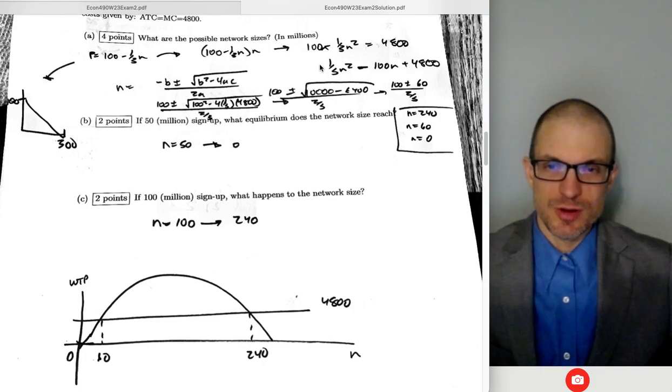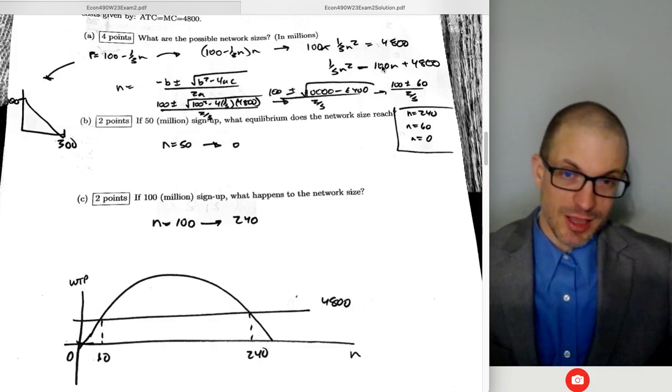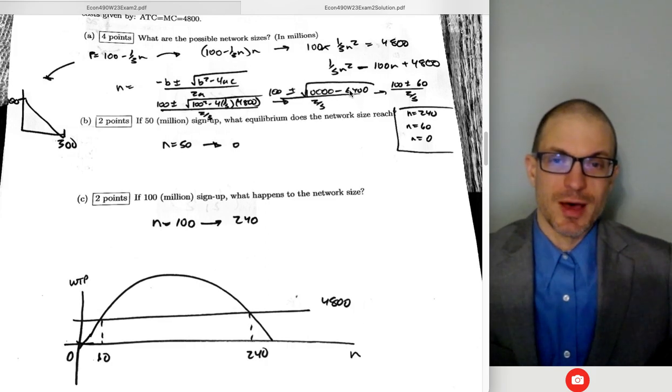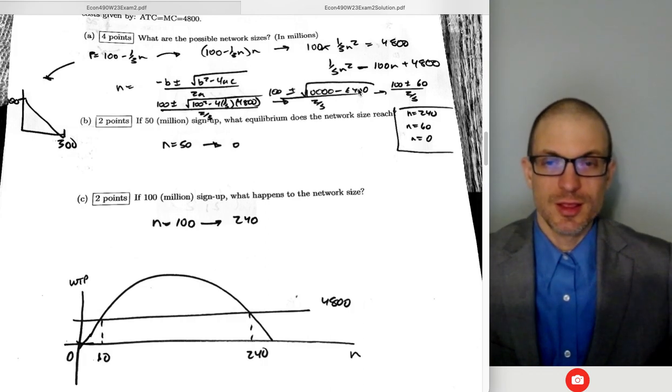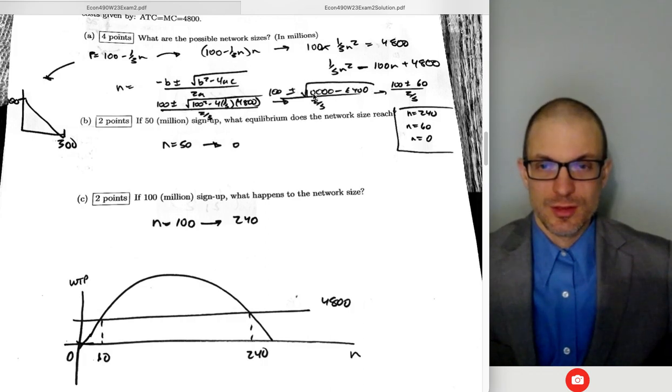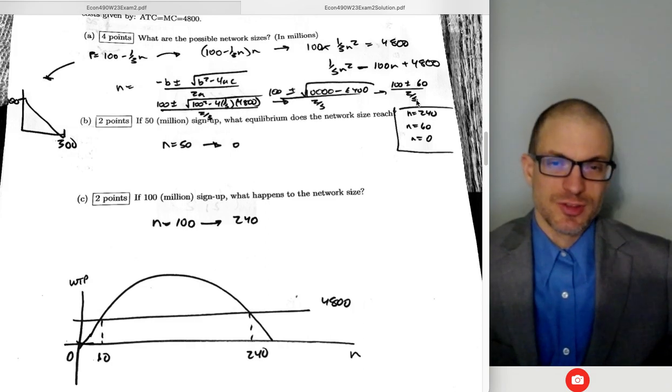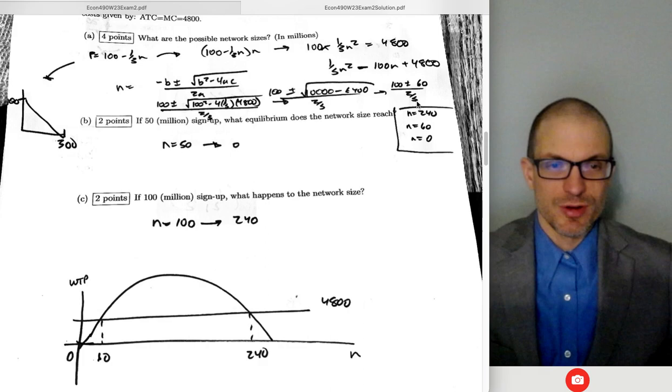It's going to be 100 because it would have been minus 100, but it's negative b, so that becomes positive 100. Plus or minus 10,000 minus 6,400, right? This becomes 6,400 because that was 4 times 4,800 times 1/3. And so then 10,000 minus 6,400 is 3,600. The square root of 3,600 is 60. So it's going to be 100 plus or minus 60, basically, times 1.5.